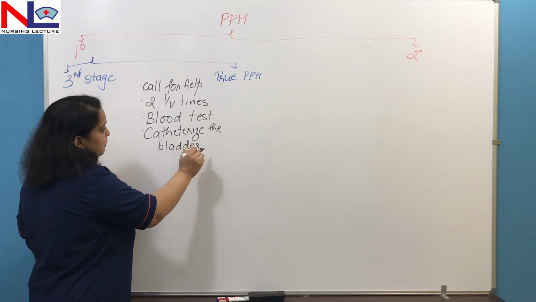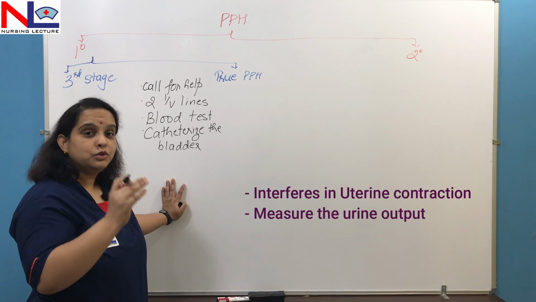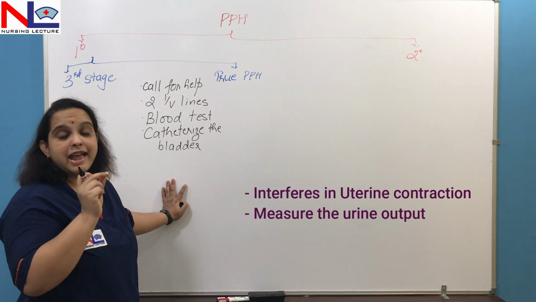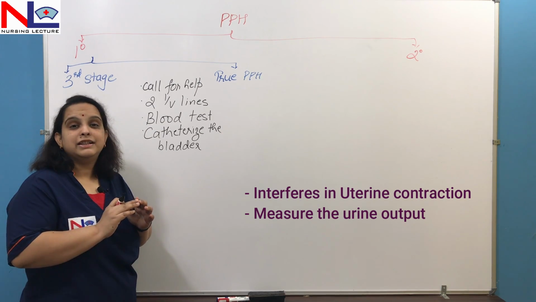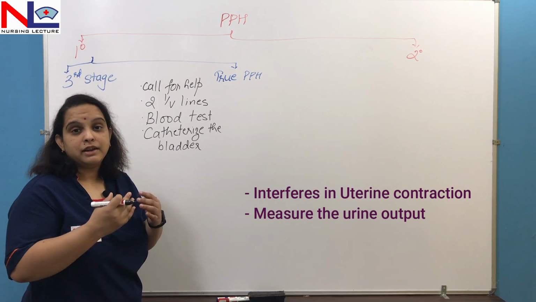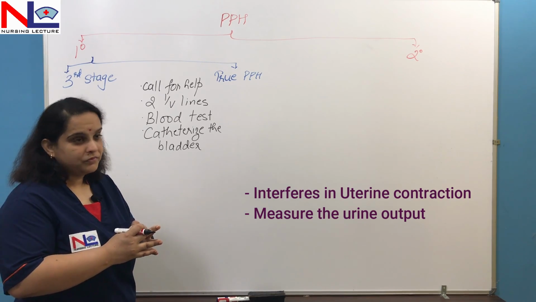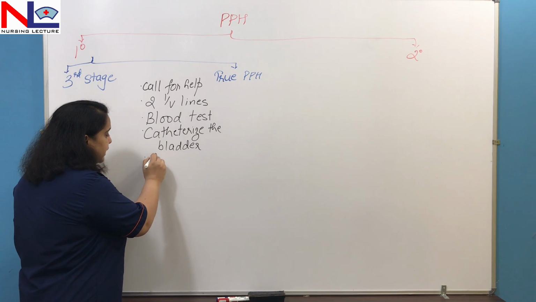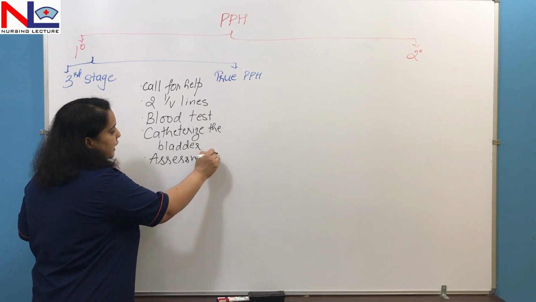Why must the bladder be catheterized? A fully loaded bladder usually interferes with effective uterine contraction. That is one important thing. The other is that the woman is bleeding heavily, so we must know her urine output, because there may be hypovolemia and so less urine production. Along with this, a full assessment of the vitals is required.